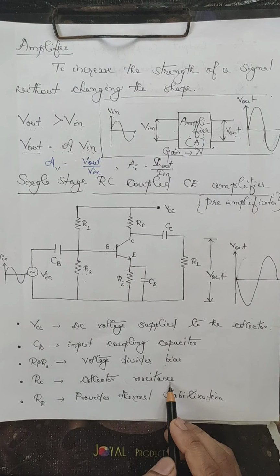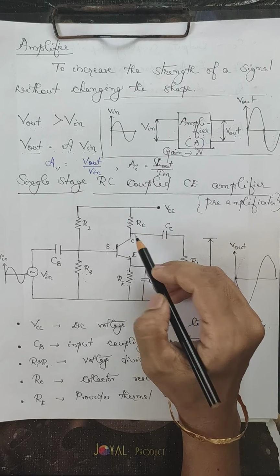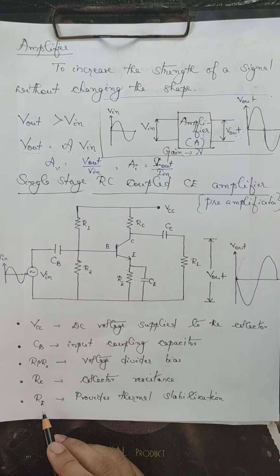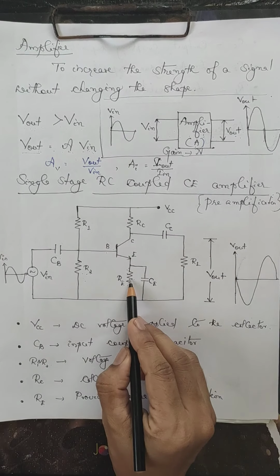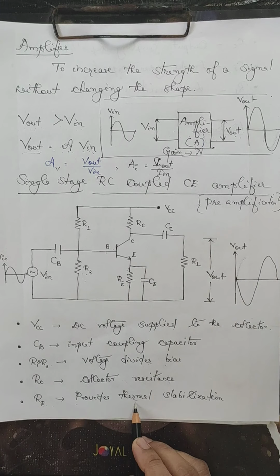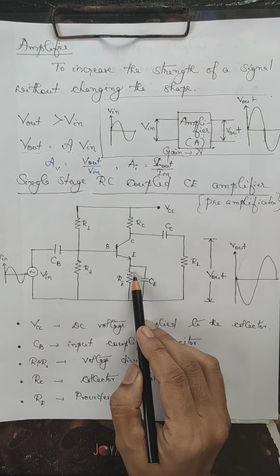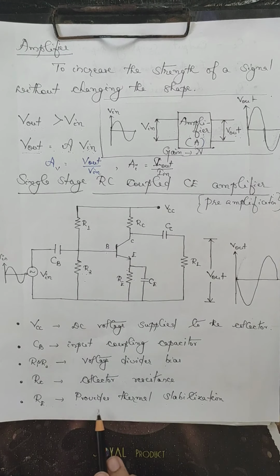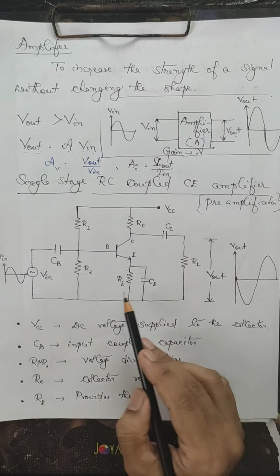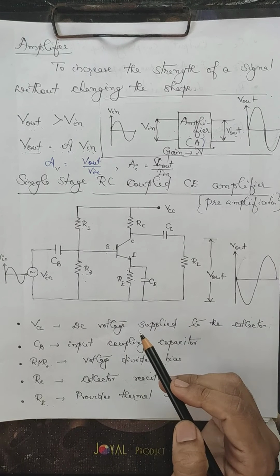So next one is RC. It is known as the collector resistance, which limits collector current and also helps to reverse bias the collector emitter junction. So next one is RE. It is the emitter resistor and it is used for providing thermal stabilization. We have already discussed RE and how thermal stabilization is attained by placing RE. So RE is the emitter resistor used for thermal stabilization.